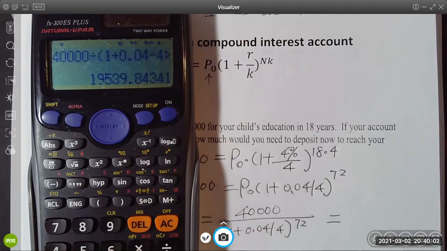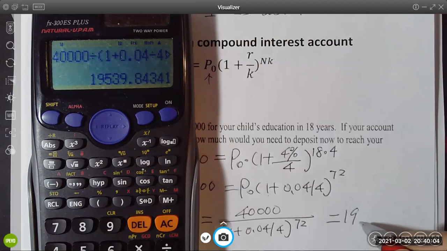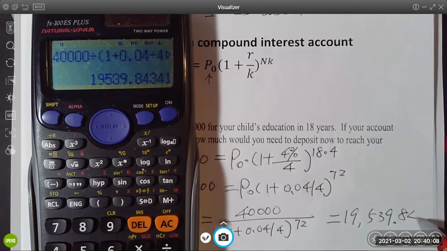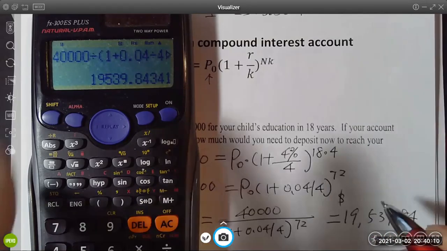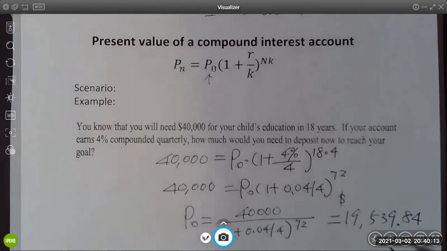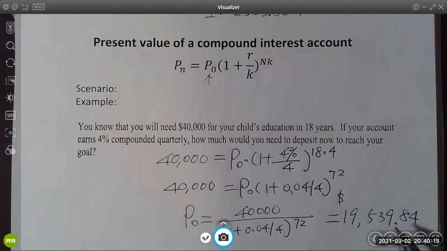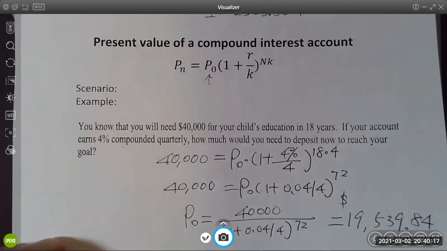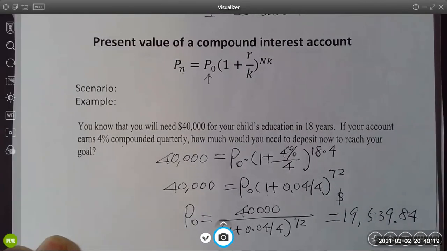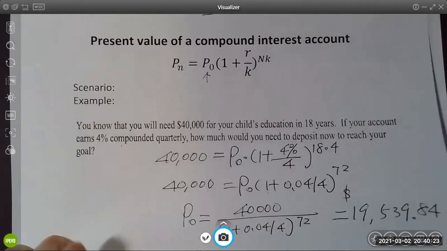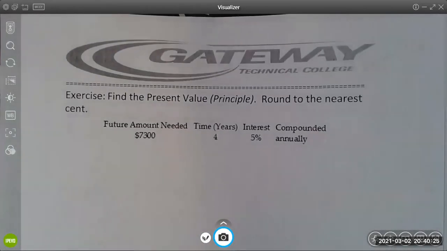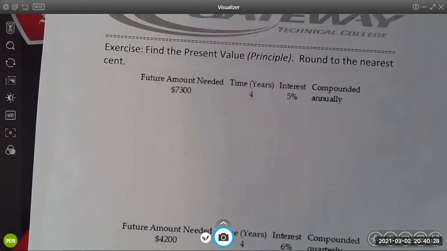Okay. We get $19,539.84. That's present value. That's P0. It's a little bit less than 20,000. That means over 18 years of time, you saved about half the amount of money. Save a little bit more than 20,000. Time is money. Now exercise.